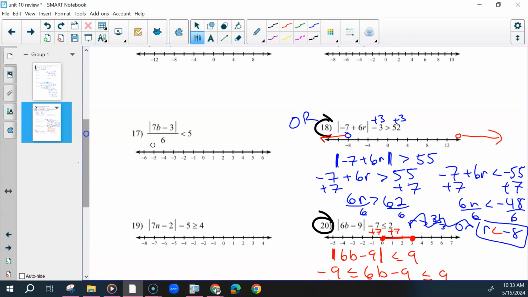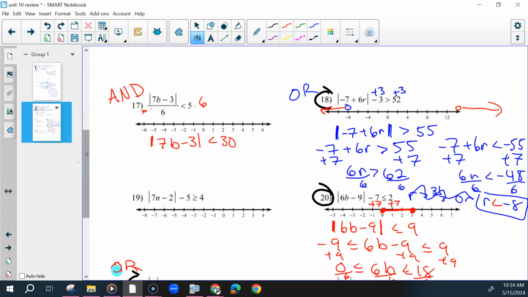How would we get rid of the 6? Multiply on both sides. This is a less than, so that's going to be an and. Does it really matter? It does. They're not going to be graphed the same, they're not going to be written the same.